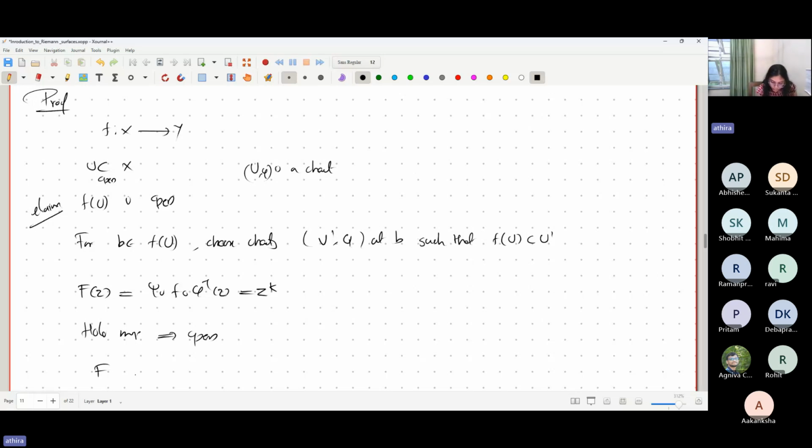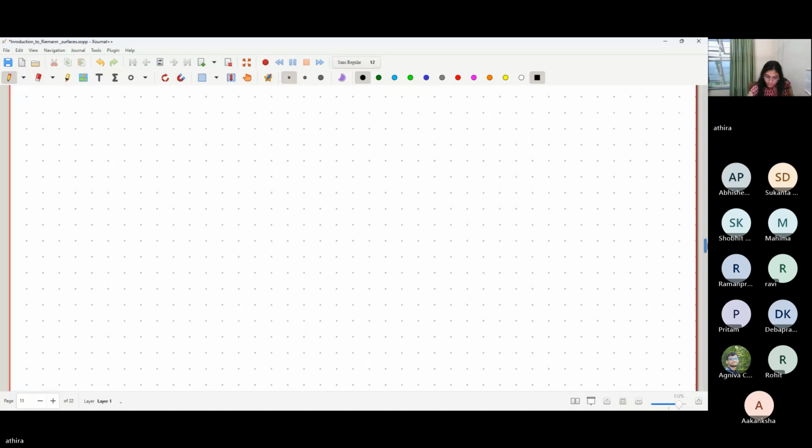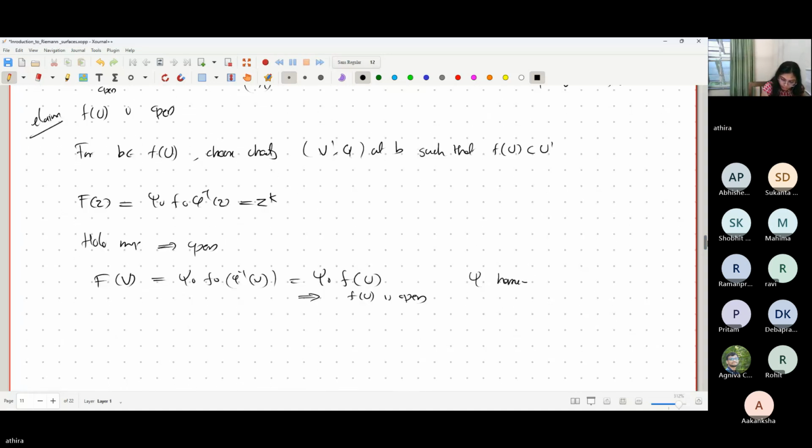If you take phi from U to V and psi from U prime to V prime, f of V is psi composite f composite phi inverse of V. This is actually psi composite with f of U. Since psi is a homeomorphism, it means f of U is open. Is it clear?